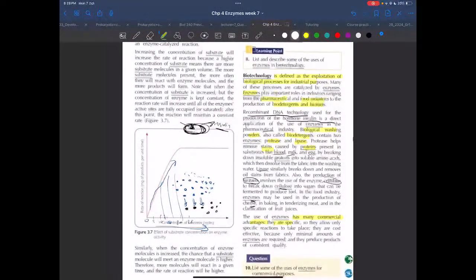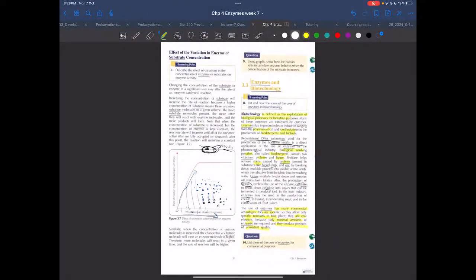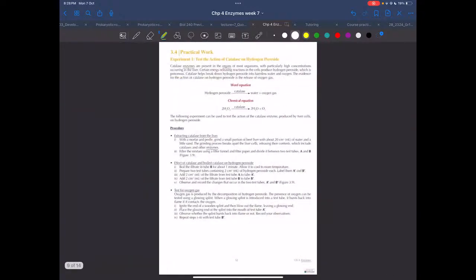They're telling you that the use of enzymes has many commercial advantages. They are specific, as we mentioned before. They only allow specific reactions to take place. They are cost effective. Why? Because only minimal amounts of them are required, and they produce products of consistent quality. Yes, cellulase breaks down cellulose. Perfect. You just look at the substrate and then add ASE at the end and you will figure out what the enzyme is.